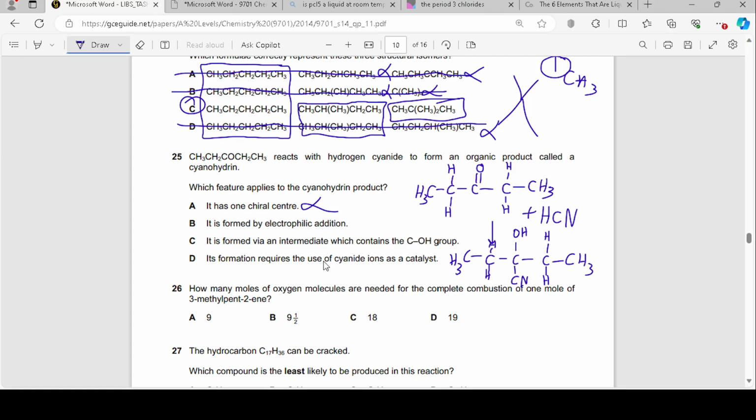As for the second thing, it is formed by electrophilic addition. No, I already mentioned it's nucleophilic addition, right? It's not electrophilic addition. Because HCN generates the cyanide nucleophile. It's kind of obvious. It has a lone pair, it has a charge, and it's a nucleophile. So yeah, it's nucleophilic addition, not electrophilic addition. And it is formed via an intermediate which contains the COH group. Its formation requires the use of cyanide ions as a catalyst. But I mean, it is formed via an intermediate which contains the COH group. I should probably draw out the mechanism in that case. Make some space somewhere.